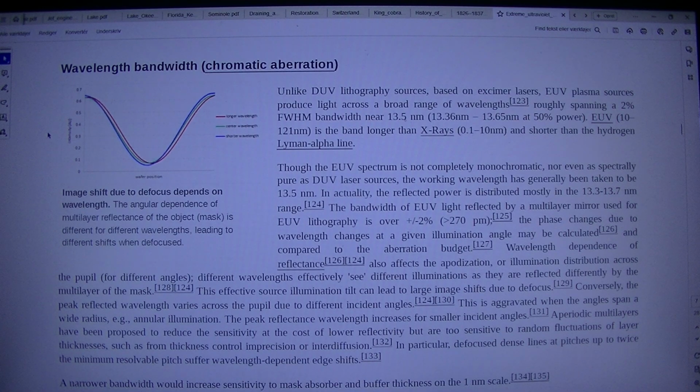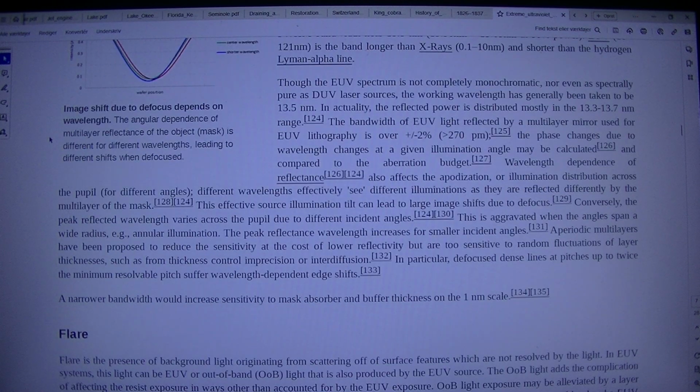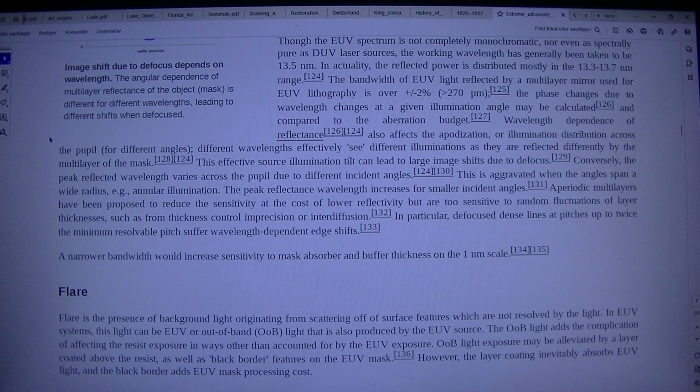13.36 nm to 13.65 nm at 50% power. EUV, 10-121 nm, is the band longer than X-rays, 0.1-10 nm, and shorter than the hydrogen Lyman alpha line. Though the EUV spectrum is not completely monochromatic, nor even as spectrally pure as DUV laser sources, the working wavelength has generally been taken to be 13.5 nm. In actuality, the reflected power is distributed mostly in the 13.3-13.7 range.